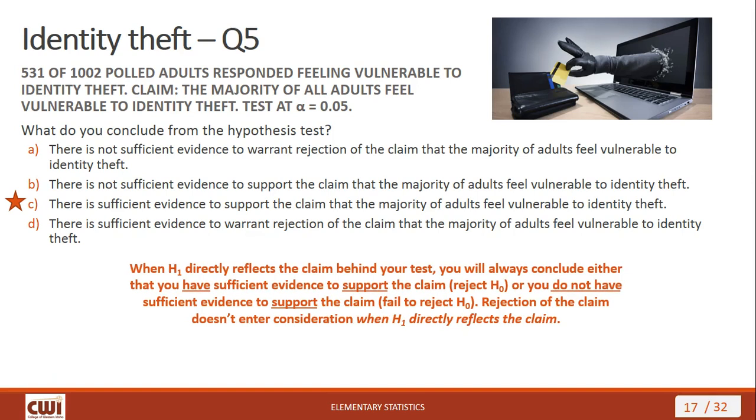So, when your alternative hypothesis directly reflects the claim behind your test, you have a one-tailed hypothesis test. You're always going to conclude that you either have sufficient evidence to support the claim or you do not have sufficient evidence to support the claim. You're either rejecting H0 or failing to reject H0. That says whether or not you have sufficient evidence or do not have sufficient evidence, respectively. Rejection of the claim doesn't enter consideration when H1 directly reflects the claim. That's for a two-tailed test.